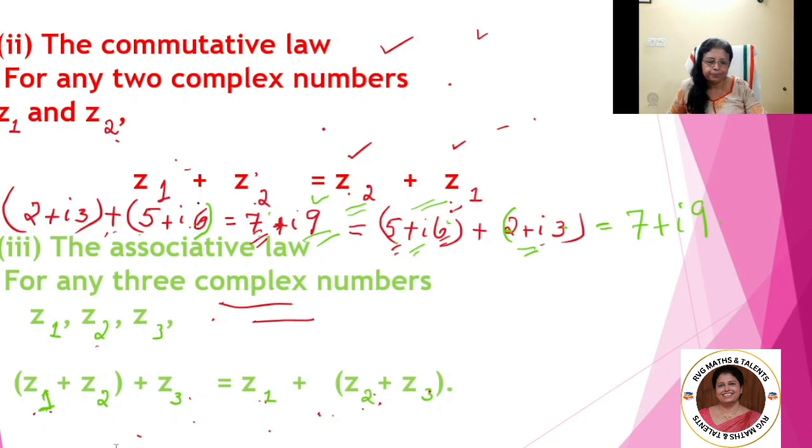That means addition follows this associative law. You can take examples for that and verify it. Take three complex numbers, then add them. First take the first two together and add the third one. Then take the second and third together first, then add to Z1, and find the answer. They will be the same.